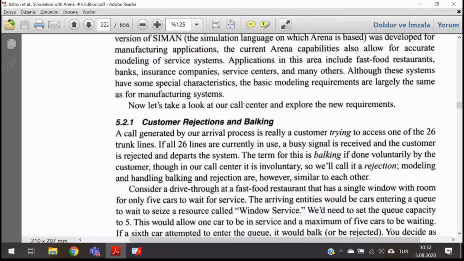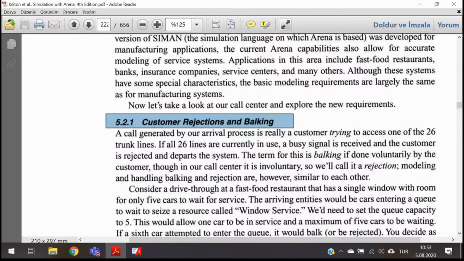The first issue that we need to use is customer rejections and balking. So how are we going to implement balking? How are we going to disable the entrances of customers who cannot find a trunk line? When the system is full with 26 entities in the system, a newly arriving customer will not be able to enter the system. So how are we going to apply that?